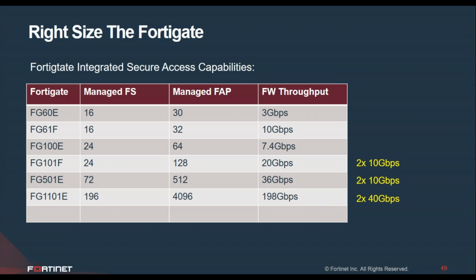As we go up through the larger FortiGates, you see the firewall throughput dramatically increases. The number of managed access points goes from hundreds to thousands, and the number of managed FortiSwitches on a FortiGate 1101E is 196. So we can right size the deployment through planning to get the right number of switches and access points and the right size FortiGate to use.